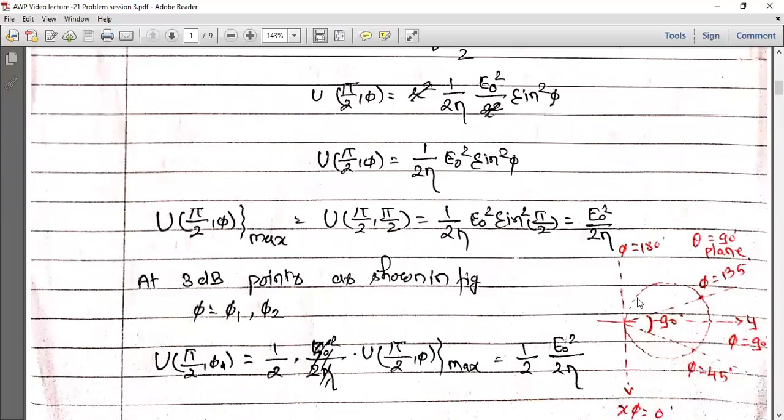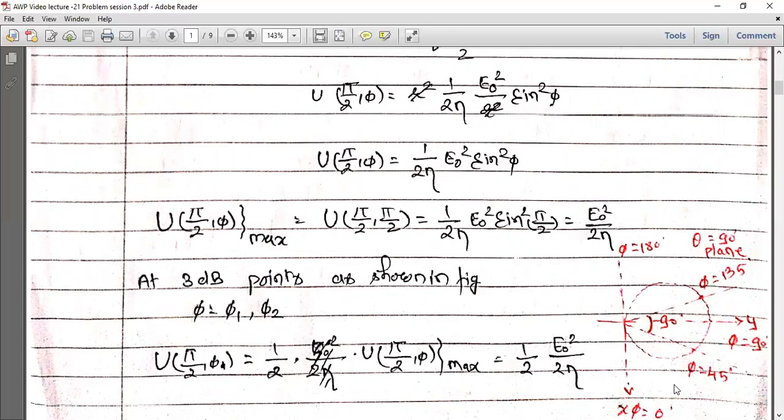So in the theta equals 90 plane, we know very well theta equals 90 plane is equivalent to the xy plane. This axis is the x-axis and this is the y-axis. So in the theta equals 90 plane, at different points, the radiation pattern or radiation intensity U pi by 2 comma phi has been plotted. As you can see, phi equals 0 is the x direction, phi equals 90 is the y direction, phi equals 180 is again minus x, and phi equals 270 is minus y.